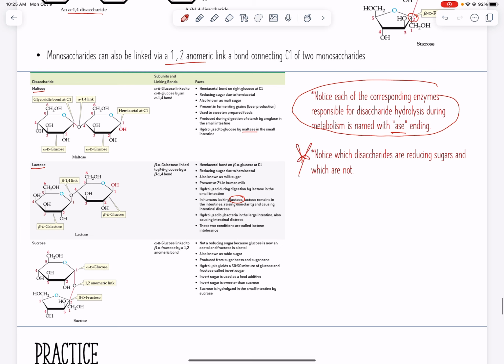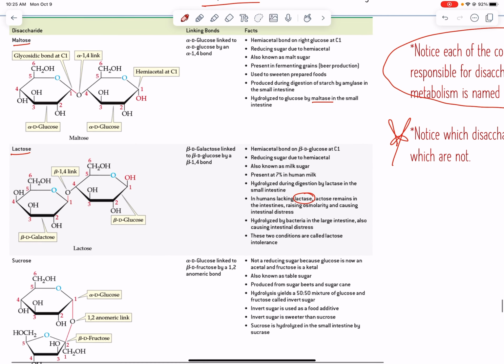Also, before we move on, it says notice which disaccharides are reducing sugars and which are not. So again, to identify that, you always want to look at the terminal, the last monosaccharide, and can you find a hemiacetal group on carbon 1, on the terminal monosaccharide? And it's actually pointed out here in maltose. So yes, it is, check, a reducing sugar. Again, you see the hemiacetal on lactose. So yes, it is a reducing sugar.